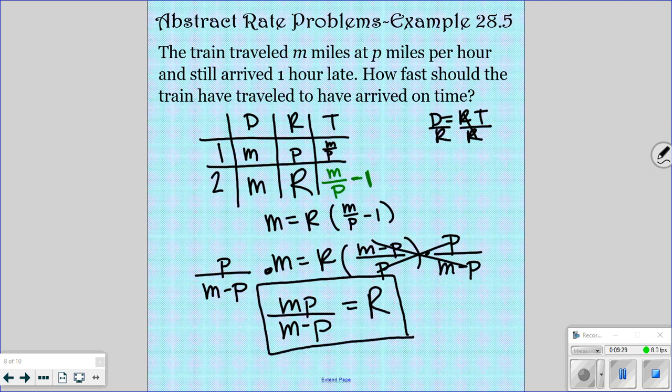So it's called abstract rate because your answer is abstract. It's just in variables. You don't get a real number for your answer. It's just some random variables. Okay, so that's how you would work through that one.